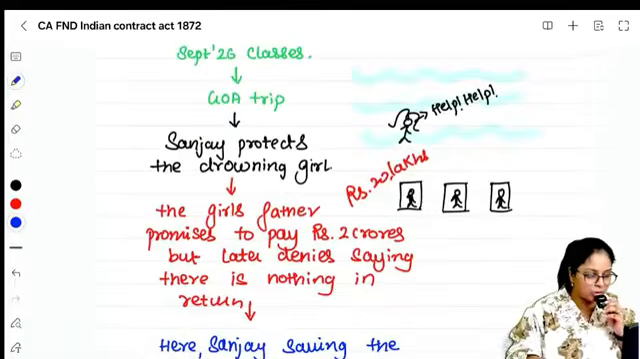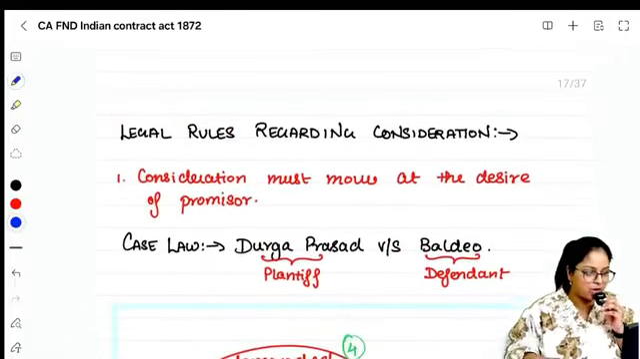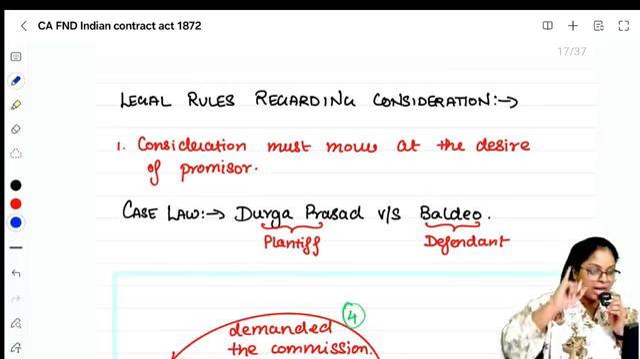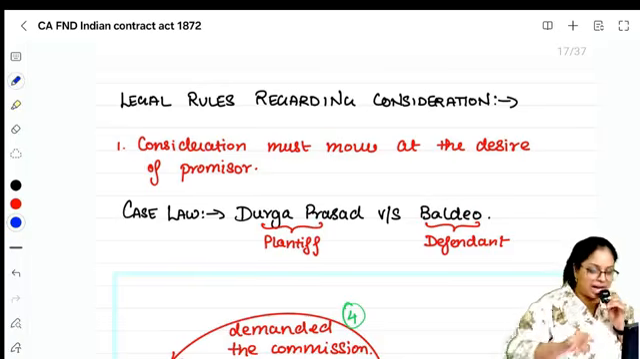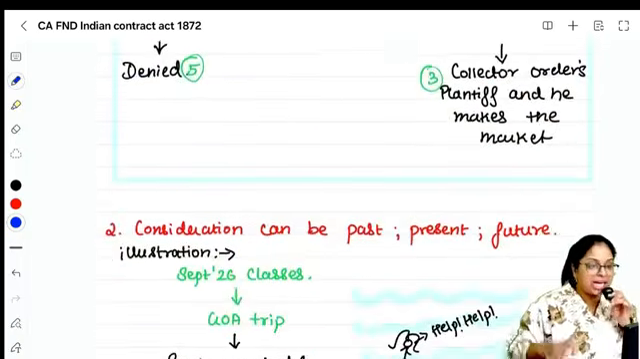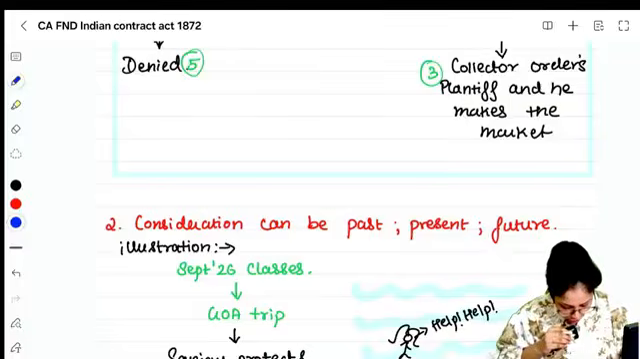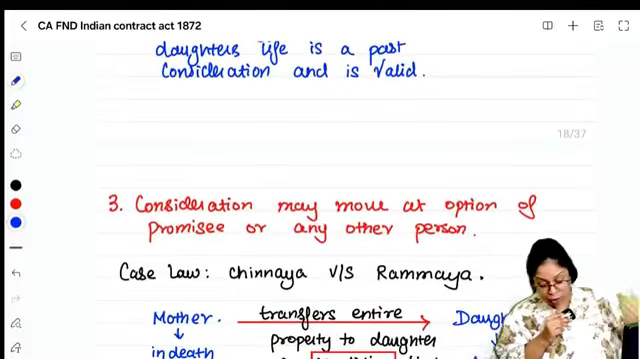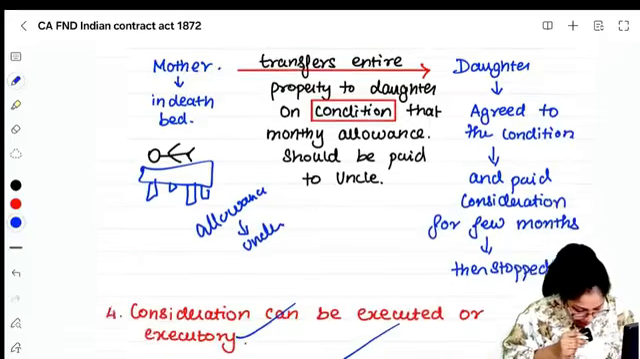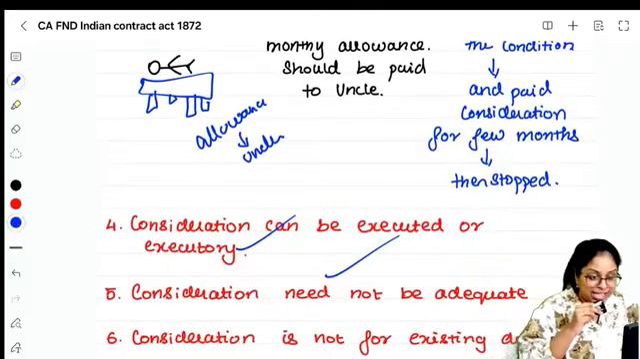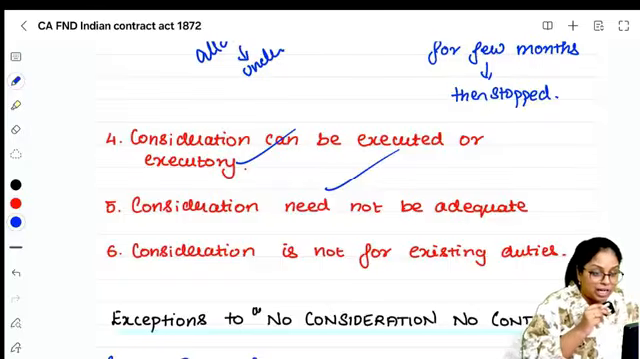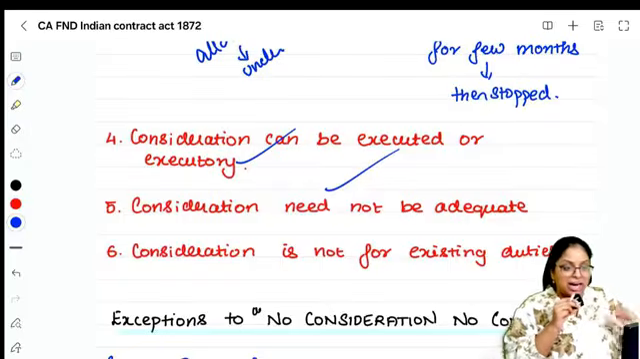Let's just quickly scroll through and see all the essentials of a valid consideration. For a valid consideration, what all you need. First, consideration must always move at the desire of the promisor. Second, consideration can be past, present or future. Third, consideration may move at the option of the promisee or any other person. Fourth, consideration can be executed or executory. Fifth, consideration need not be adequate.